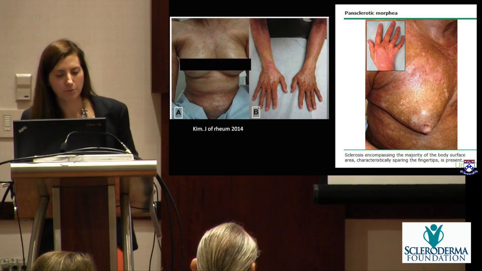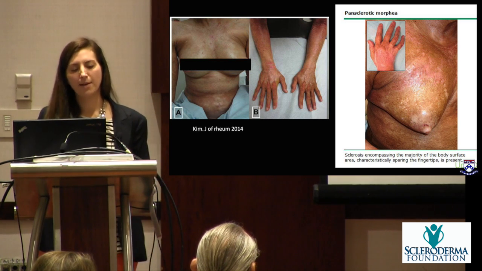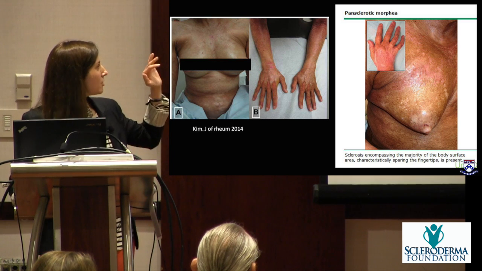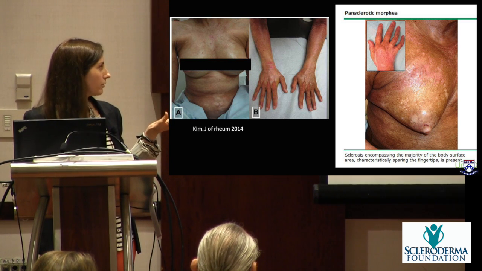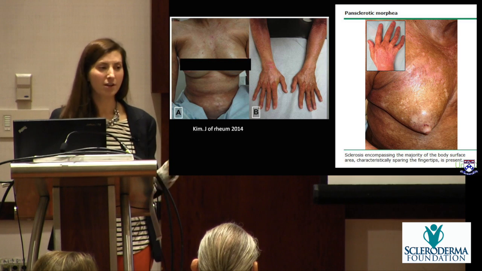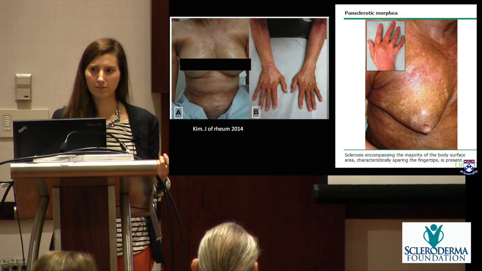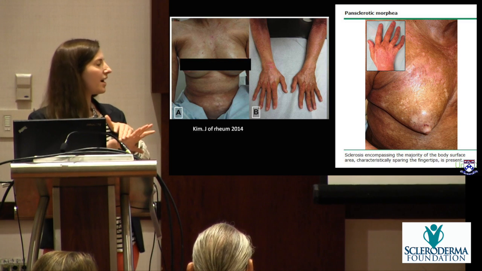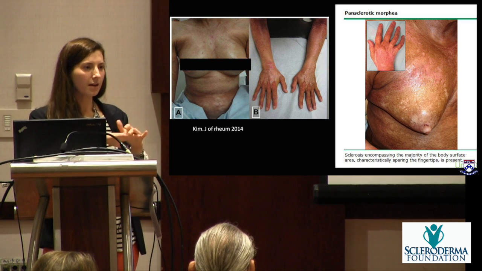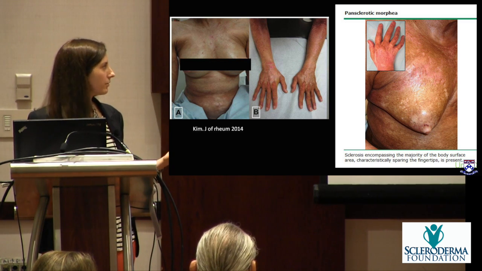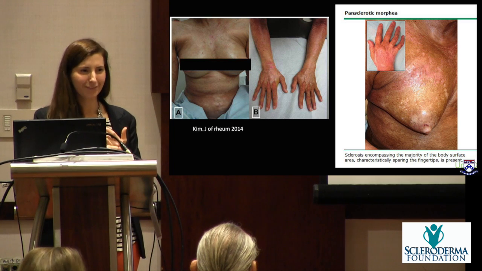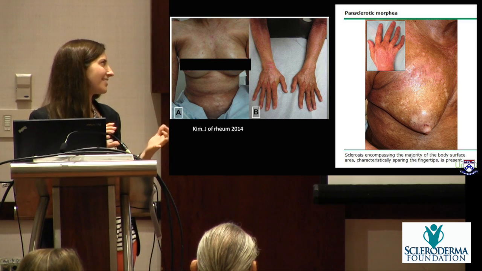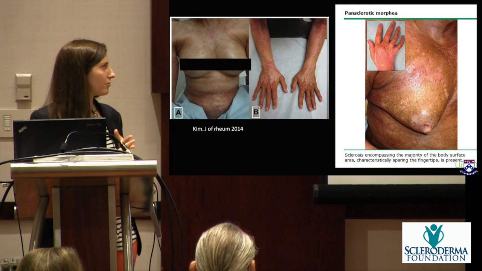So here are additional pictures of pansclerotic morphea. So this is sheets of sclerosis. These pictures at least look very similar to systemic sclerosis. How are we going to differentiate? If you look at the hands, there's a sparing of the fingers. Totally different than systemic sclerosis. And again, no proximal nail fold changes of the capillaries, no Raynaud syndrome and such.